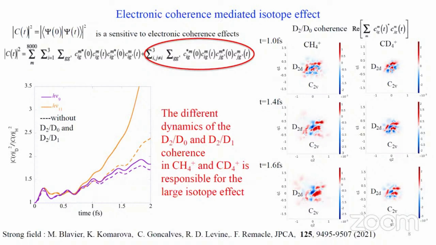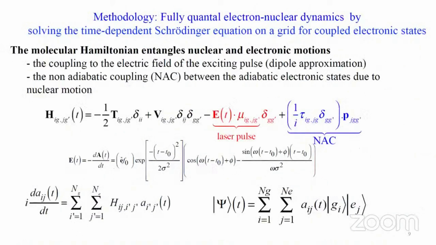This is just to show the wave packet, how the electronic coherence localizes, and there are also lots of differences here. And we also looked at strong field ionization, and we get essentially the same picture. So this brought us to the first point, that we need, of course, a full quantum methodology to see these effects. And so we integrate the time-dependent Schrödinger equation on a grid for several electronic states.